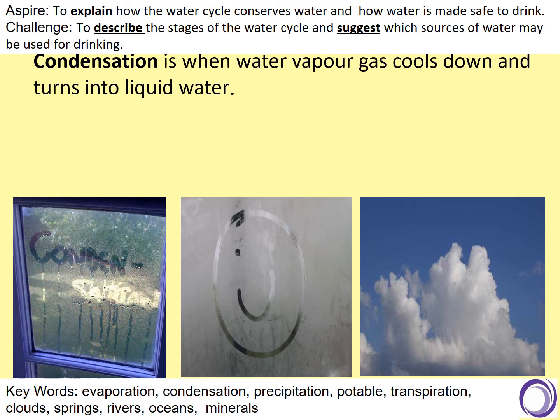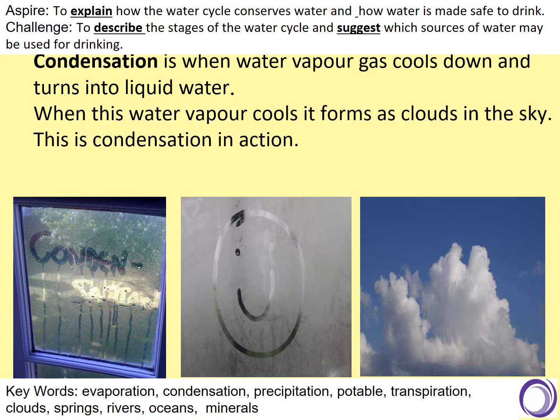The next stage we need to think about is condensation. As that water vapour moves up into the atmosphere, it becomes colder. And as it cools down, it turns back into liquid water, that condensation process. And the pictures at the bottom will remind you of what condensation can look like when water vapour hits cold surfaces. And in our atmosphere, it forms clouds in the sky. So this is actual condensation in action.